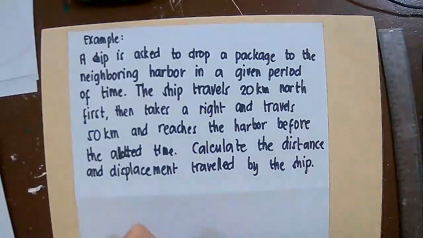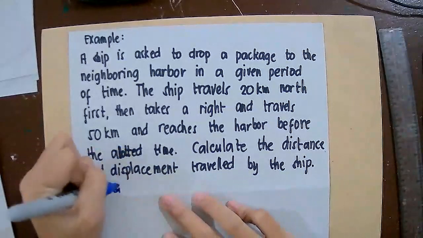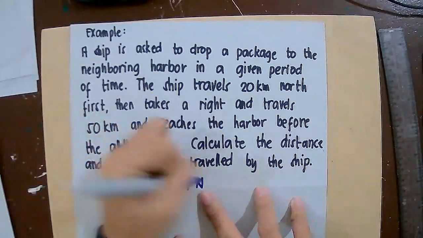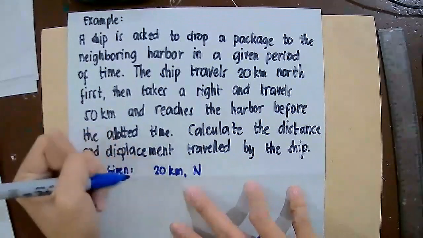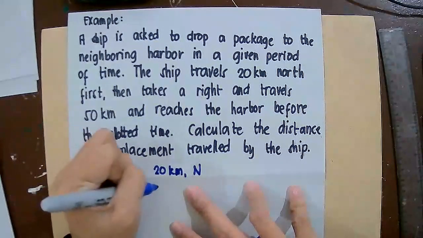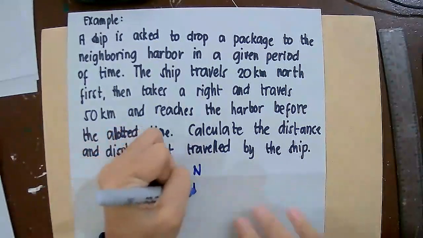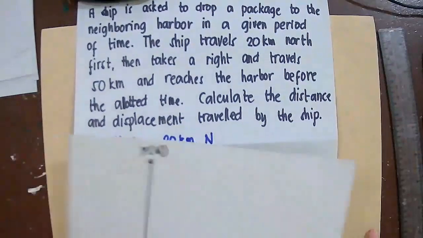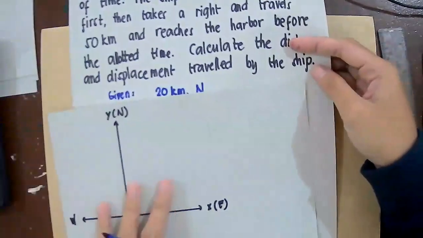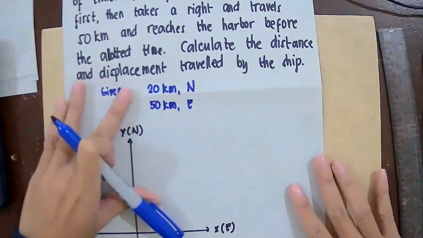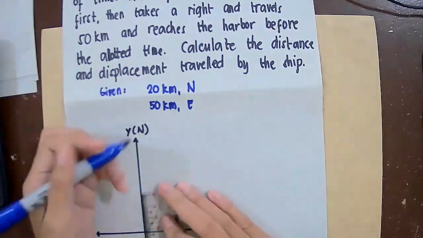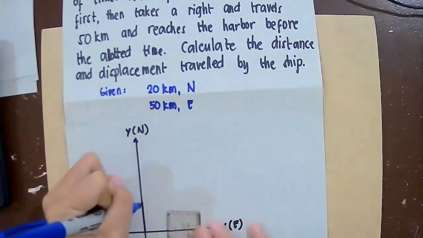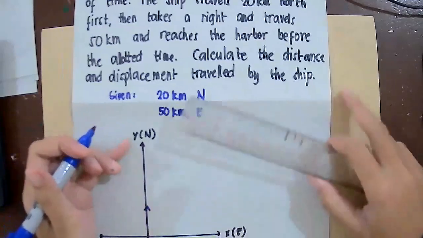Okay, so first let's start with your given. Let's write your given. Okay, we have 20 kilometers north, and then the ship takes a right and travels 50 kilometers. So 50 kilometers. Your right is, this is your right, so it goes to the east. So we will illustrate now the problem. Have here 20 kilometers north. Okay, this is 20 kilometers north. Okay, and then 50 kilometers east.